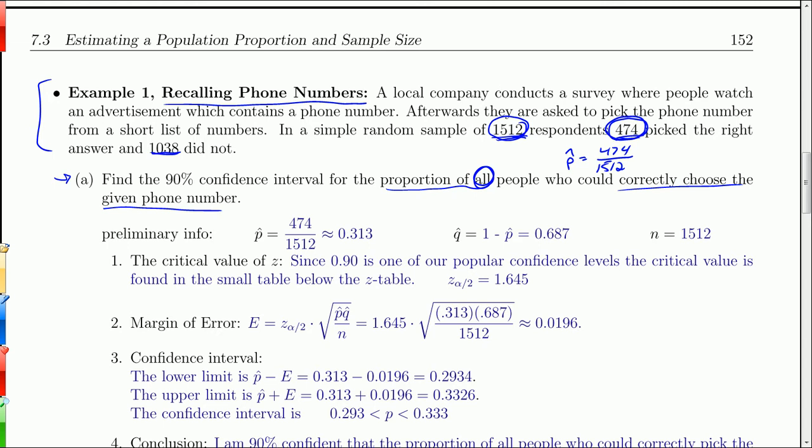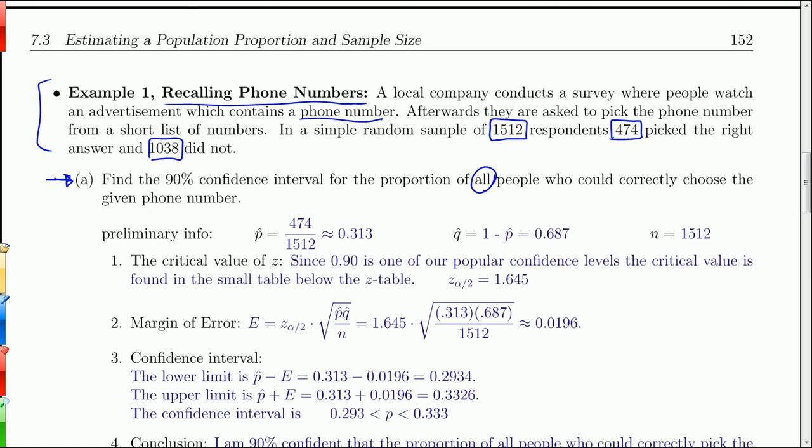So they conduct a survey where people watch an advertisement that contains a phone number. Afterwards, they are requested to pick that phone number from a short list of phone numbers, right? So the correct phone number is sitting in there somewhere. And in a simple random sample of 1,512 respondents, 474 picked the correct answer and 1,038 did not. So we're going to try to find the 90% confidence interval for the proportion of all people who could correctly choose the given phone number, right?